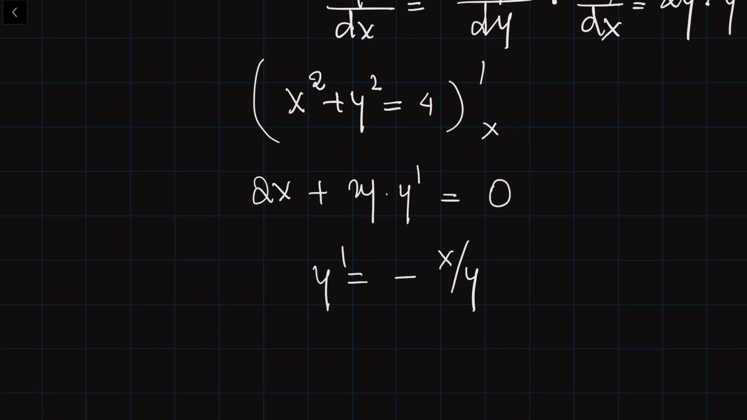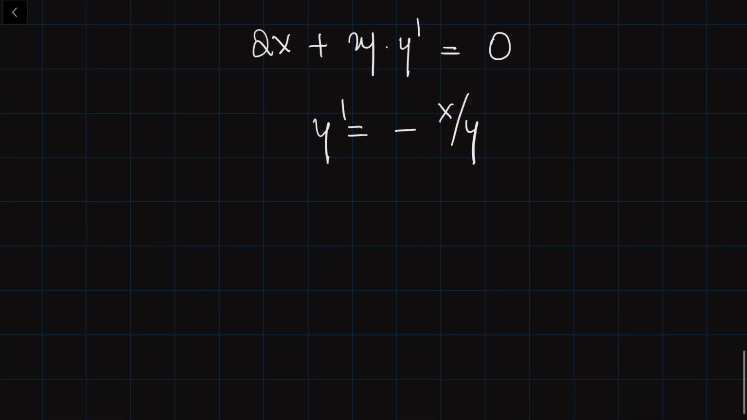Okay. This is how we are going to find the derivatives of y, so essentially y prime. And this is what is called implicit differentiation. We're finding y prime from the implicit equations. Okay? So it is very useful.